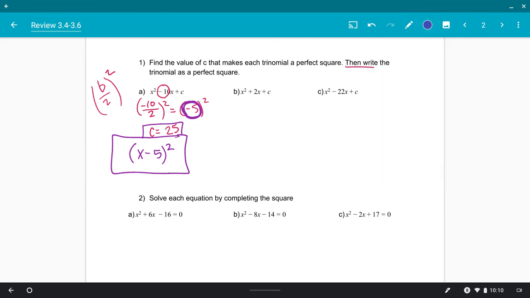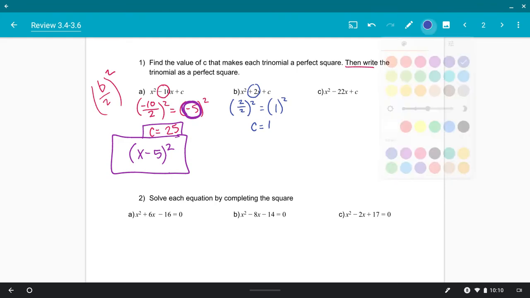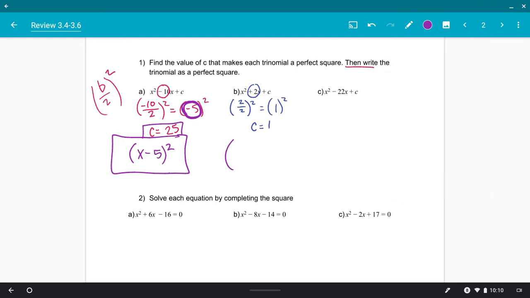So the next one, we're going to take 2 over 2 squared, which is 1 squared, which is 1. So then the shortcut is to take this number and square it. So there's the perfect square, and that's the c value.